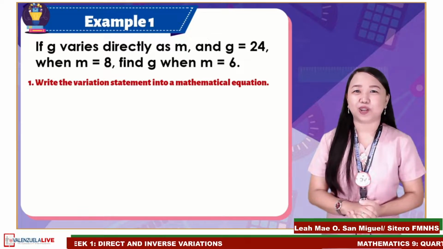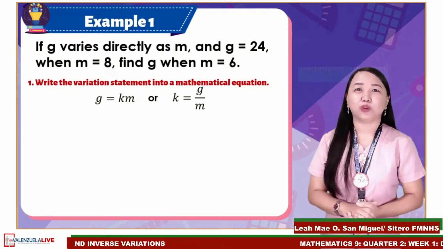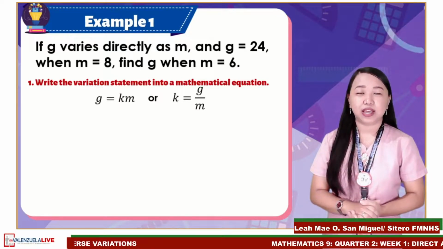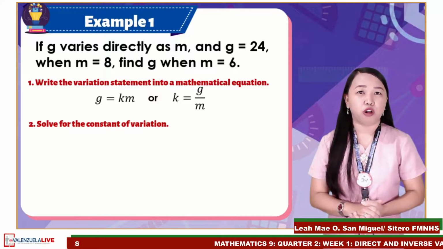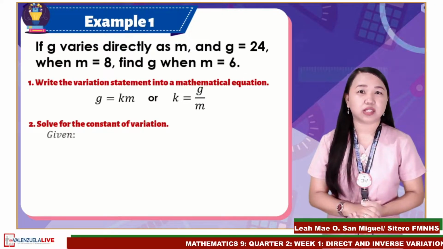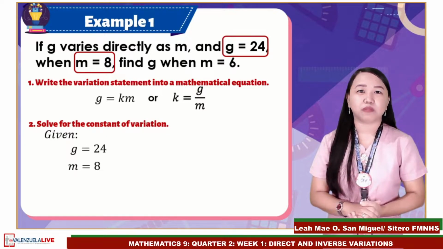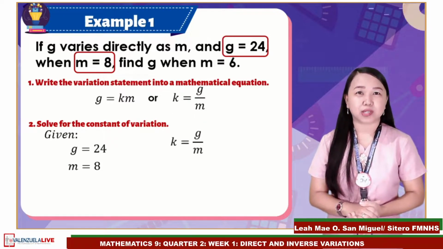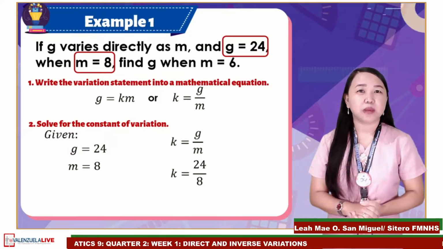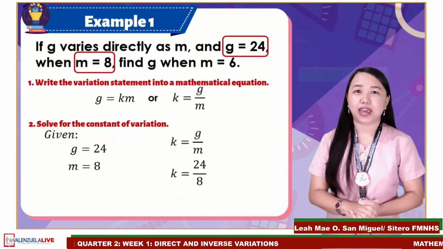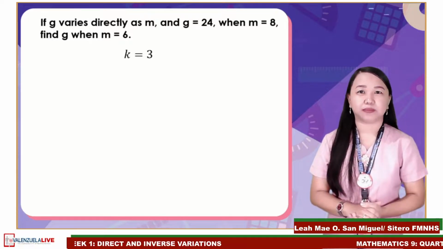Awesome! The mathematical equation of the given statement is g is equal to km or k is equal to g over m. Step 2. Solve for the constant of variation which is k. To solve, we will use the given g is equal to 24 and m is equal to 8. Then substitute it to the second mathematical equation. By substitution, k is equal to 24 over 8. Simplify, 24 divided by 8 is 3. Thus, the constant of variation is 3.